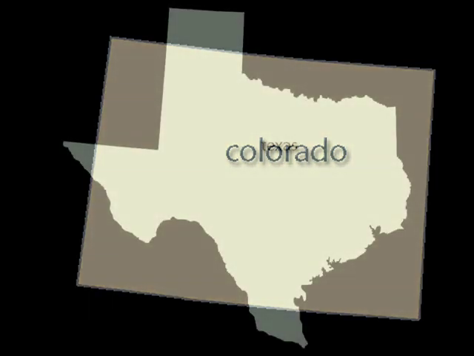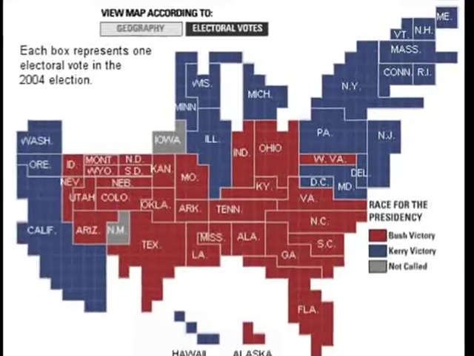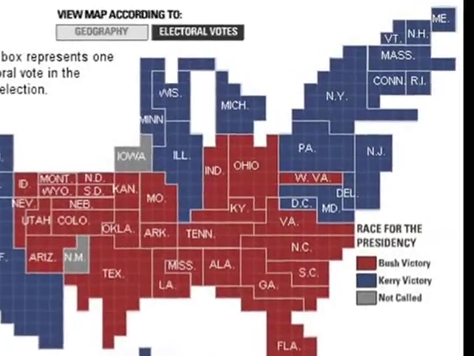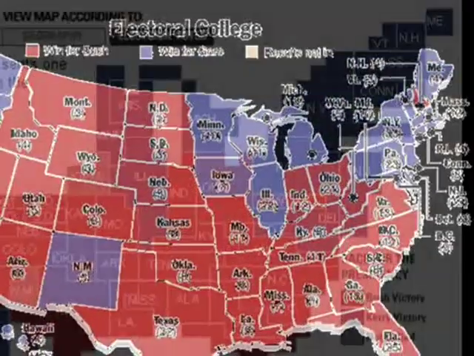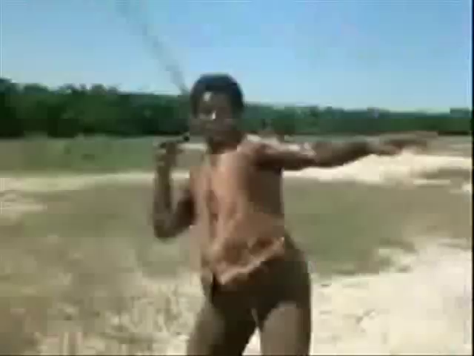Amendment 11 states that states cannot be sued by a foreign nation or a citizen from another state. Can't touch me. Amendment 12 requires the Electoral College to use separate ballots in voting for president and vice president. Amendment 13 states simply that slavery is outlawed in the United States.